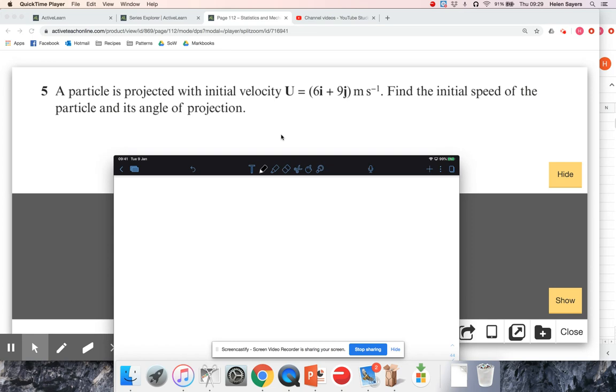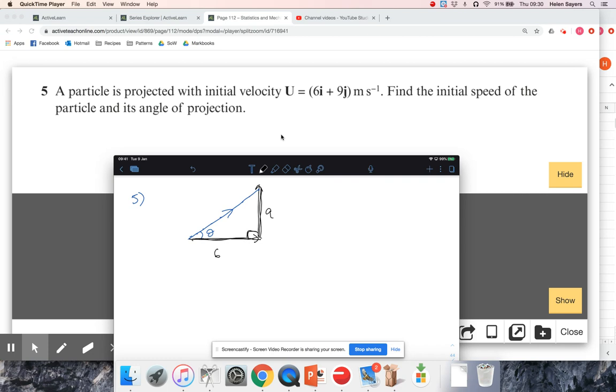So basically 6i plus 9j means 6 to the right, so that's the i part of the vector, and 9 up. Okay, so that's going to be the way that the particle is actually traveling initially. So they want to know the angle it was at. So now I've got that drawn out, you can see that it really is pretty straightforward, because that's horizontal and that's vertical, so they will be perpendicular to each other. So it's just a simple right angle triangle.